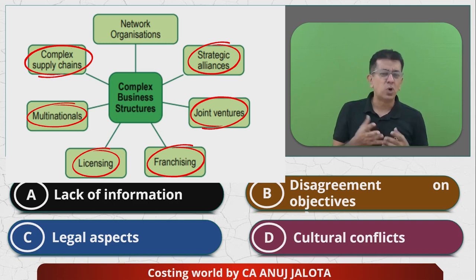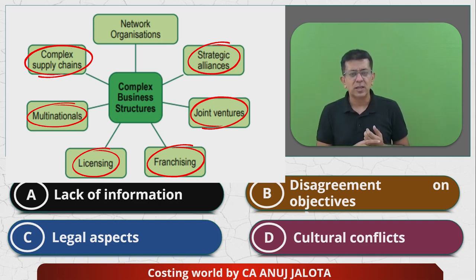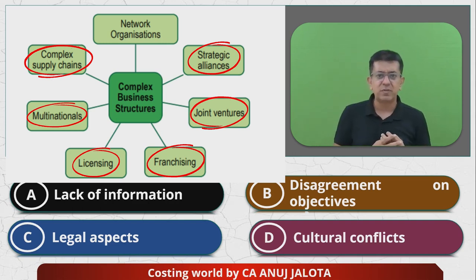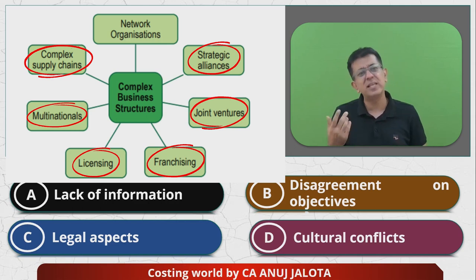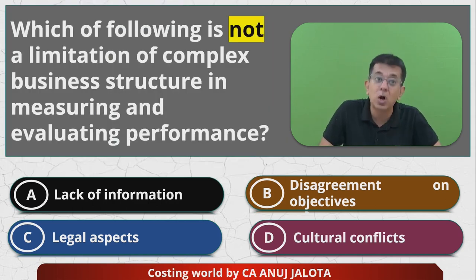Legal aspects is not a problem, to be very honest. It is not something that will actually destroy the organization. Legal aspects will always be there, but it is not a problem of fight because it is something that you cannot do anything about. You have not created those conflicts. Those are the legal conflicts. So out of the four options, which one is not a limitation? Therefore, legal aspects is not here.